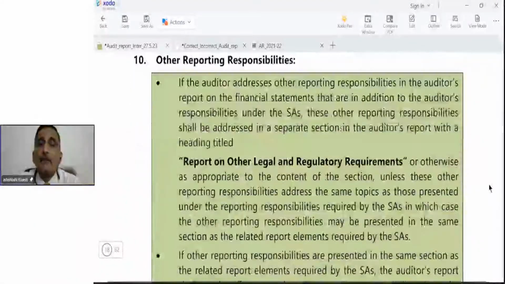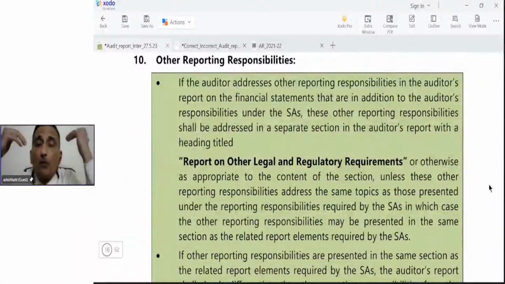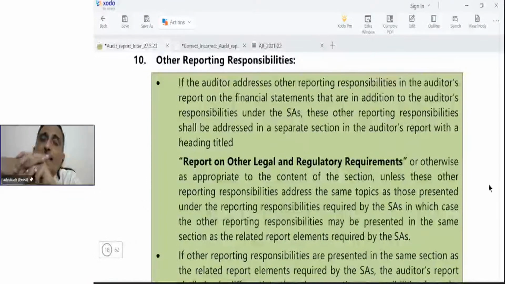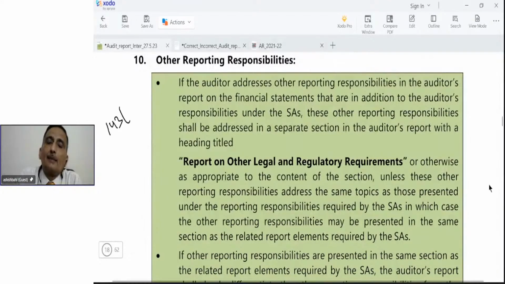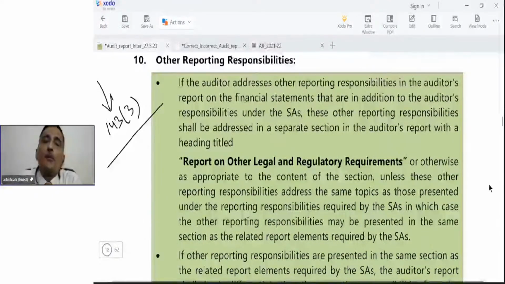And these were the responsibilities relating to standards on auditing. Say under some specific laws, say under Companies Act, the auditor has to report on certain specific matters. Like he has to report on matters under section 143 subsection 3, specific matters which he has to report. He has to report under CARO 2020 on specific matters.